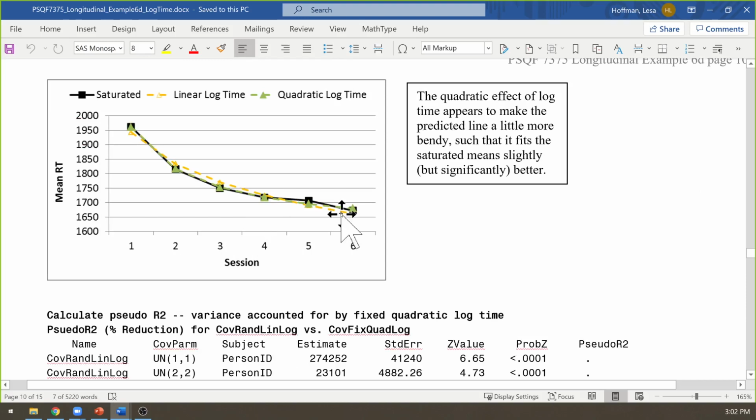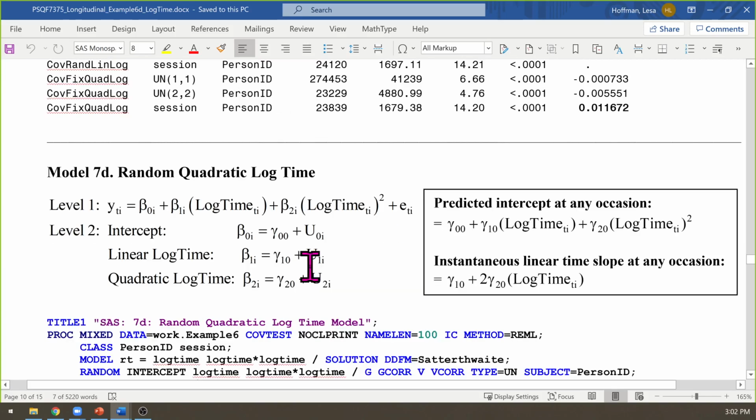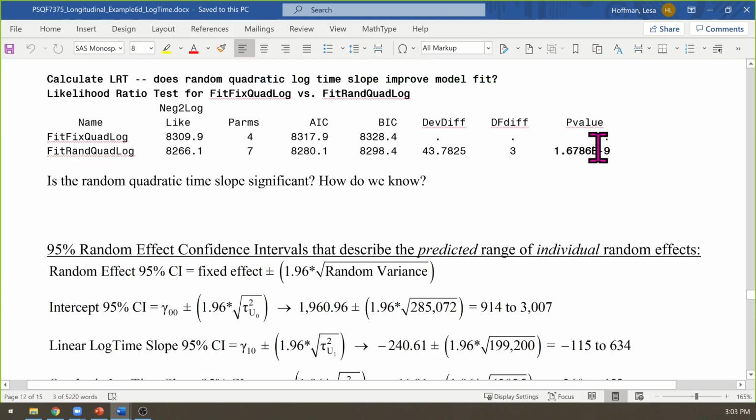Here's the green line versus the yellow line. So the green line is what we have now after adding a quadratic effect of log time. It fits just a little bit better than the yellow one. And random quadratic log time is the last candidate. It added 3 parameters because it's the random quadratic variance and its covariance with the stuff that was already there. And then the likelihood ratio test is significant, meaning it helped.